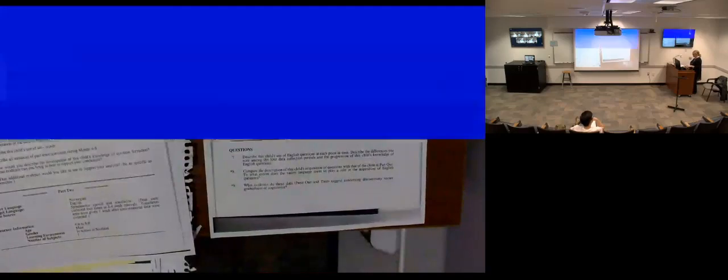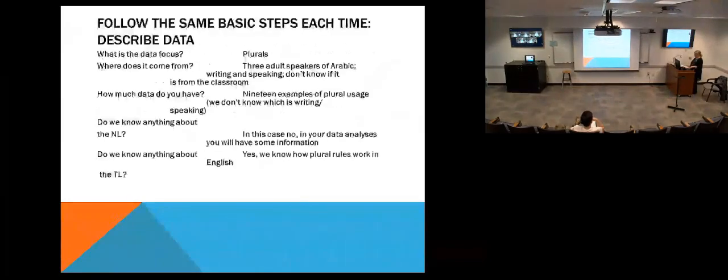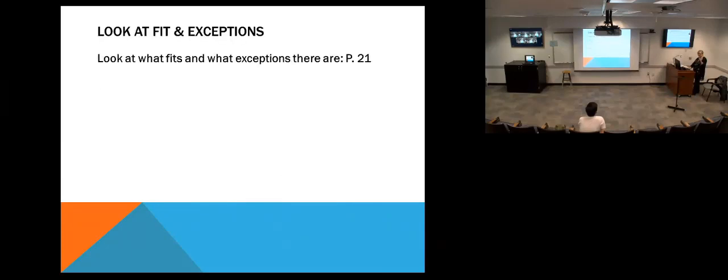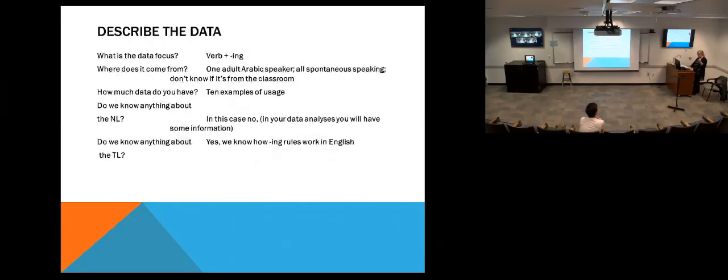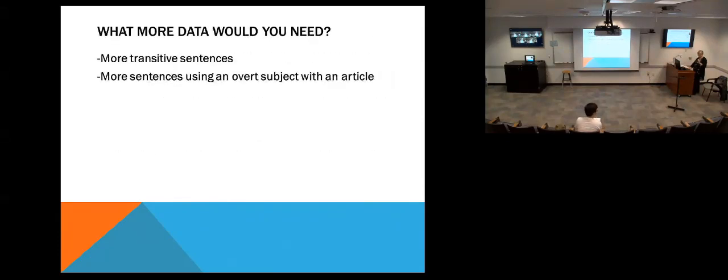What I did do on this PowerPoint was just include at the end what we did. Follow the same basic steps every time, okay? Describe the data. You have those data descriptions now at the top. Categorize the data, okay? Look at fit and exceptions, all right? What more data do you need? And so on, okay? Well, that's the end of it. Categorize, look for patterns. What more data would you need, okay?